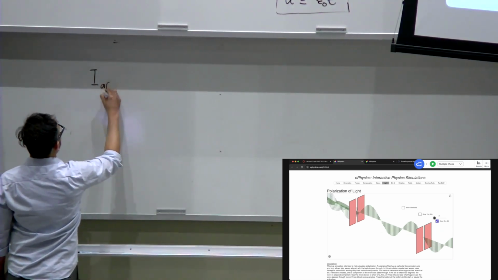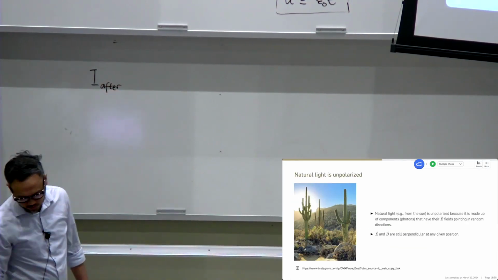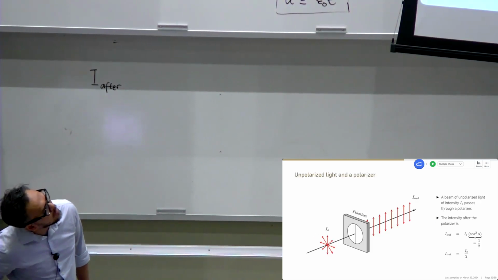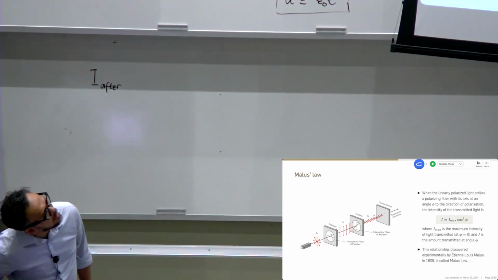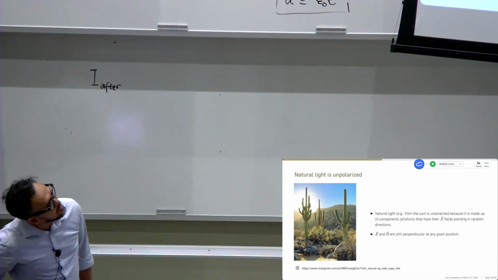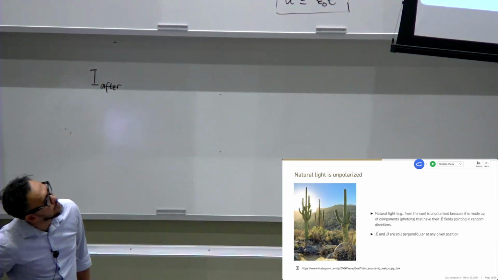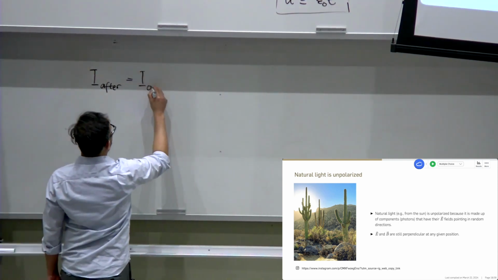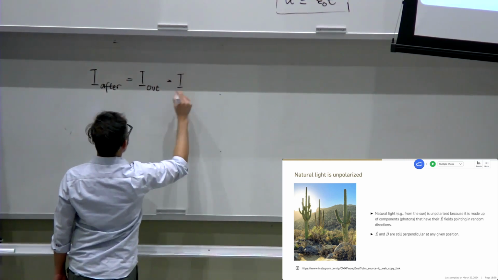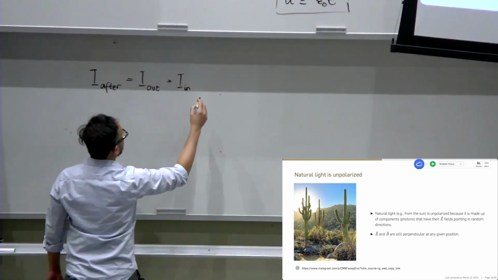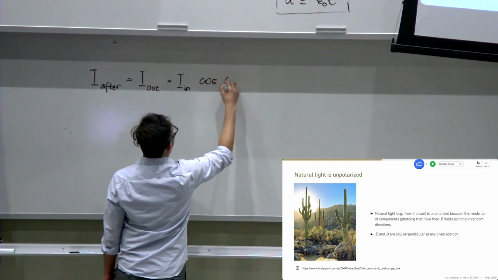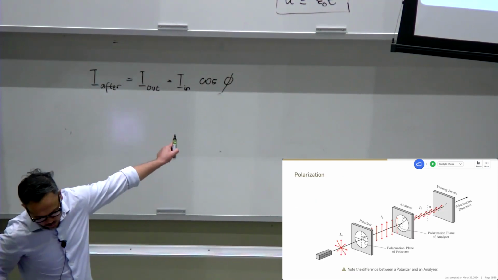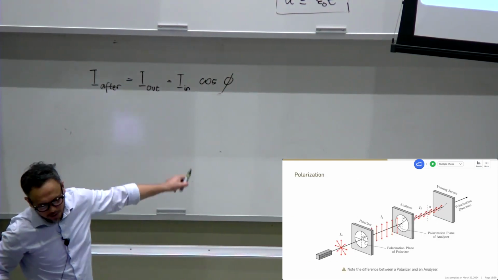I after... oh man, I don't remember the notation that I used. Apologize. We can just use I out, maybe. All right, so I after, or I out, is equal to I in times cosine of phi squared. Phi is the symbol that I use.